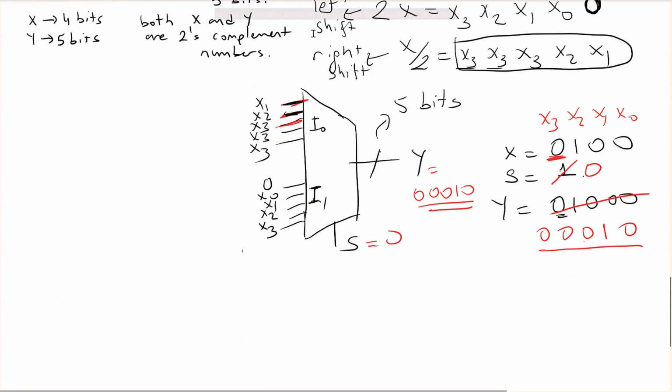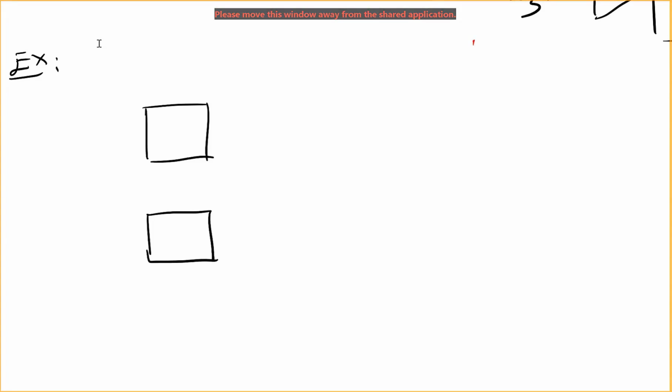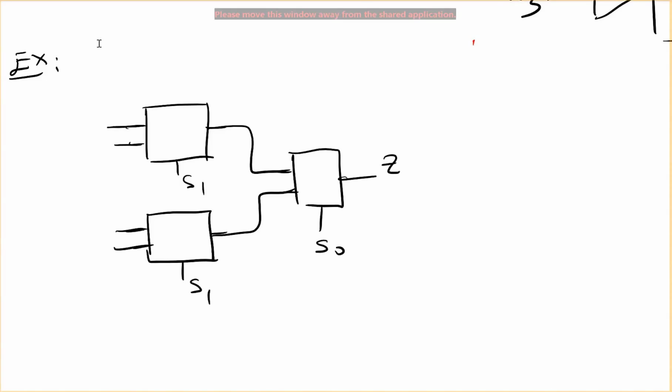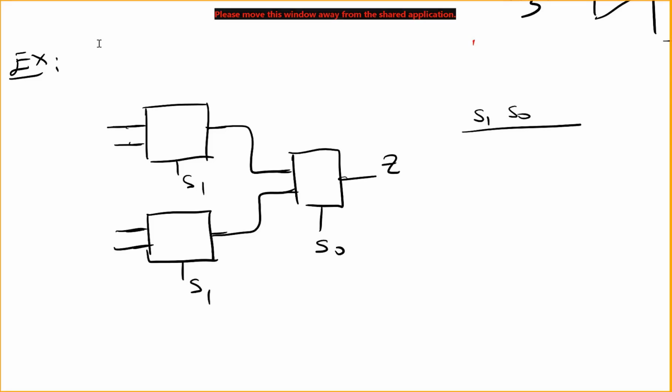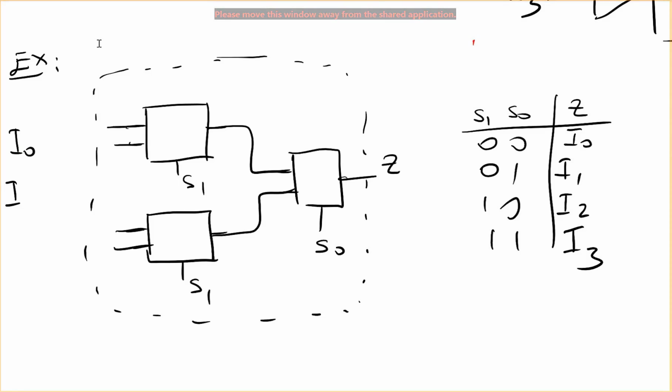Okay, let's do one more example. So in this example, we are given 2 to 1 muxes here. These are already connected. So I am given S1 here, S1 here, and S0 here. I want this to implement a 4 to 1 mux. So S1, S0, this is Z. So I want this functionality. So given this, we have our inputs here, I0, I1, I2 and I3.